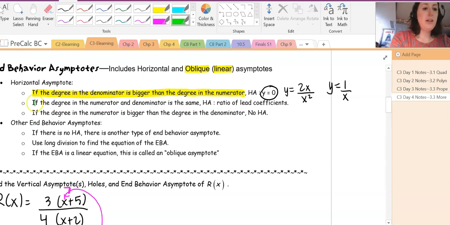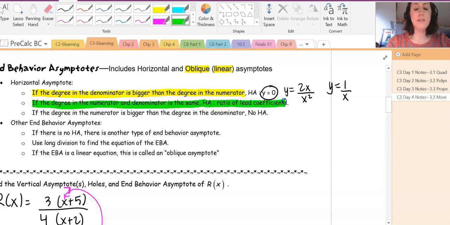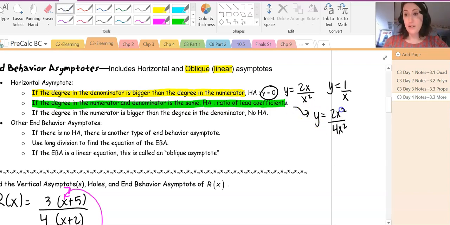All right. Option 2, if the degree in the numerator and the denominator is the same, the horizontal asymptote is the ratio of the lead coefficients. So that's weird. Both of these are x squareds on the top and the bottom. So what we do is we take the ratio of our lead coefficients. That was supposed to be highlighter. I'm not actually crossing it out. And your horizontal asymptote would be y equals 2/4 or 1/2.